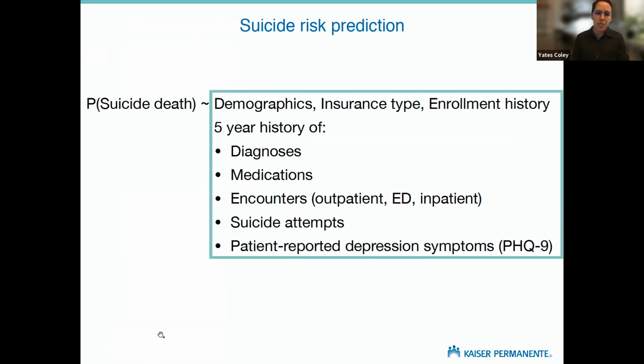So predictions for suicide death in this model are made using data we have from electronic health records and health insurance claims data, including demographics, insurance type, and 5-year clinical history of diagnoses, medications, utilization, prior suicide attempts, and patient-reported depression symptoms from a questionnaire known as the PHQ-9. In total, we have about 150 predictors.